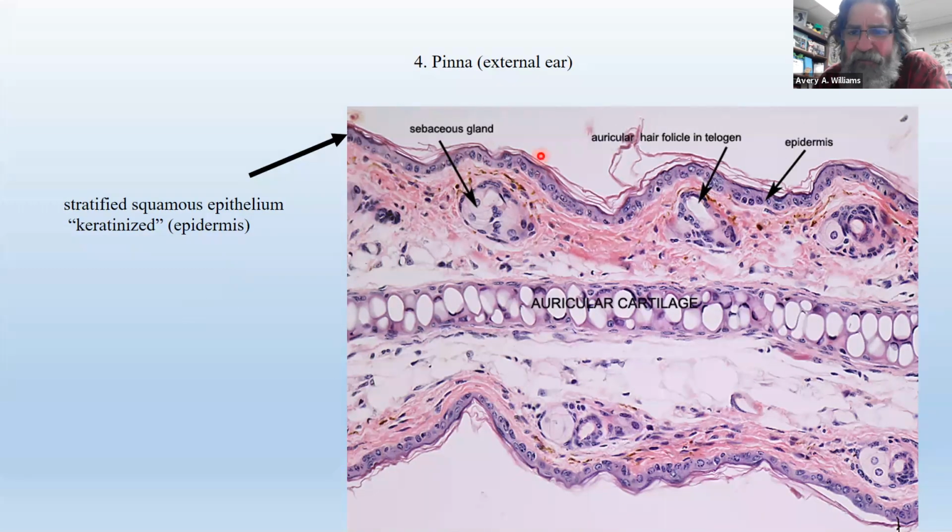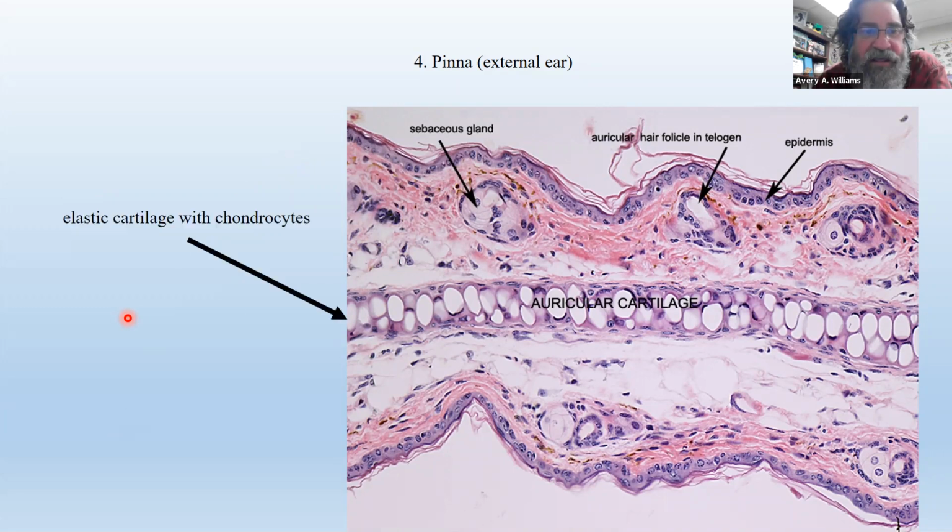Now they're pointing out some other stuff in here. Don't worry about that just yet. But there's your stratified squamous, and a member of the skin is always going to be keratinized. And here I'm pointing out the cartilage, elastic cartilage with chondrocytes, and that's this auricular cartilage. Cartilage is very, very distinct. You have these big open spaces. You see that? Only cartilage has that.